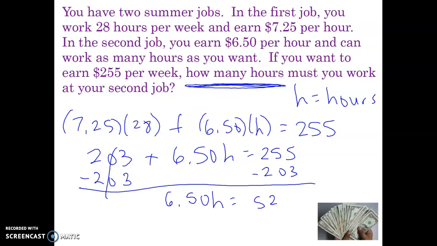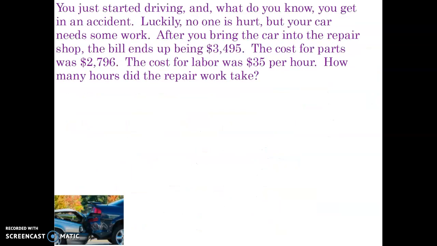Okay, so now let's divide both sides by 6.5, because 6.50 and 6.5 are the same thing. That'll just save us a little bit in the calculator. And I'm out of space, so I'll come write my answer over here. And the answer to that is 8. I can work 8 hours, or I need to work 8 hours at my second job if I want to earn $255 per week. All right, let's try another word problem.